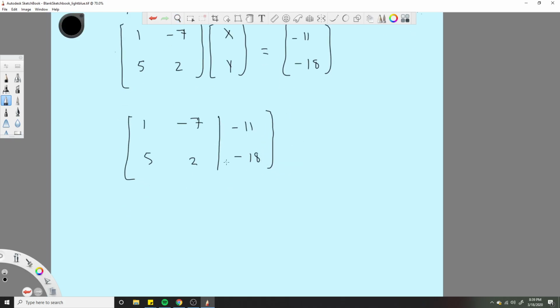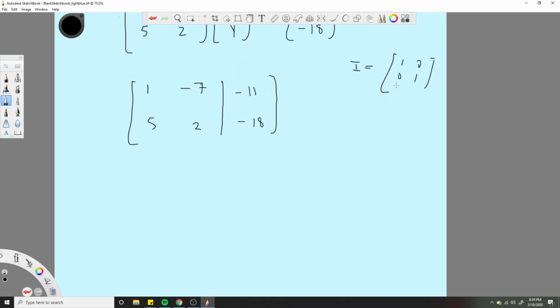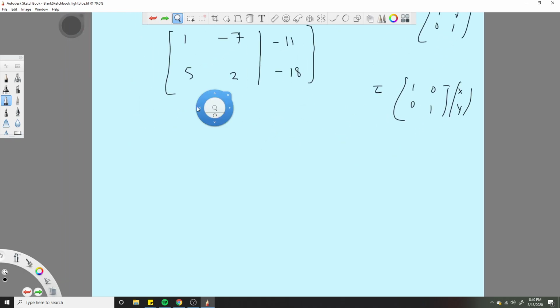Now that we have this, we want to start reducing this side of the matrix to an identity form. An identity matrix looks like this. Once we do that, since we're still multiplying by this x and y, we just left it out, whatever value you have over here will be your answer. I'm kind of jumping the gun, but you'll see in a second.